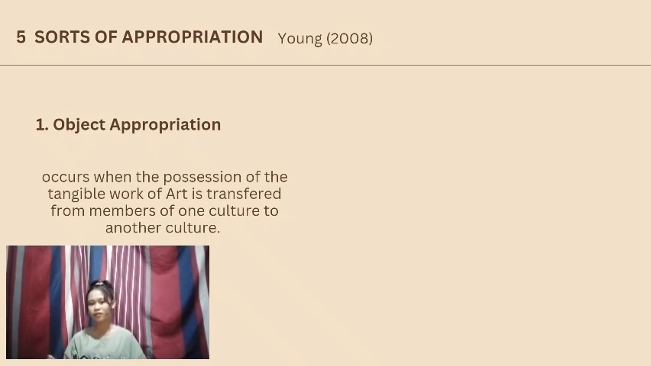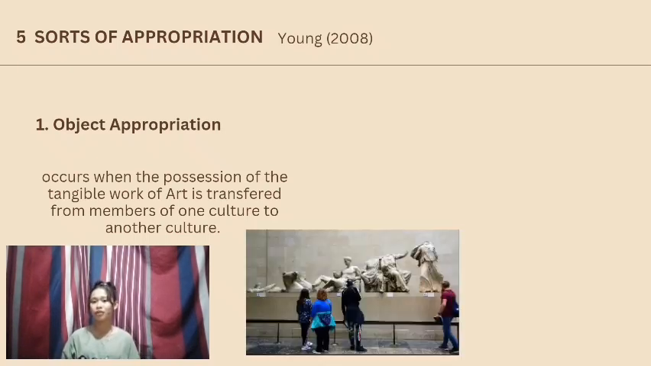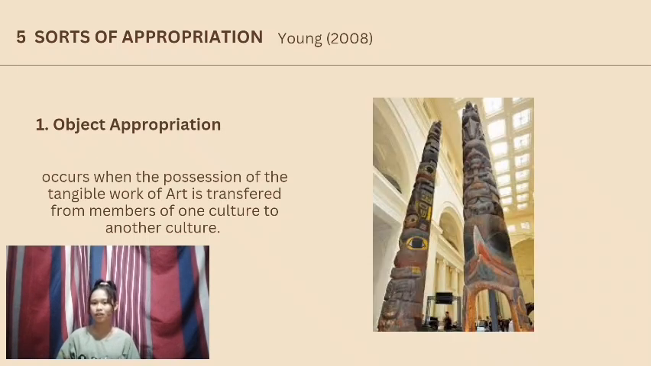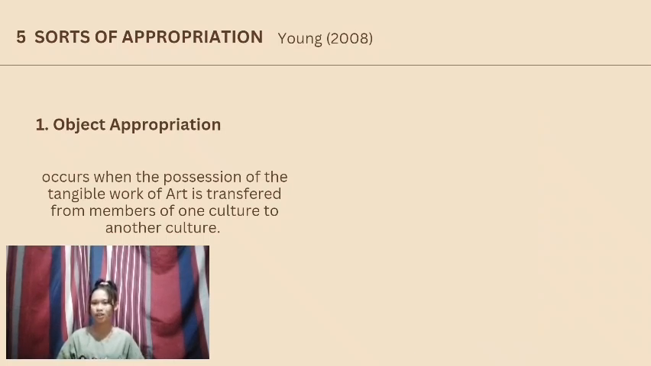The example of this is the removal of the friezes from the Parthenon by Lord Elgin, often regarded as a paradigm case of object appropriation. Also, the transfer of a native North American totem pole to a European museum would be a case of such appropriation.